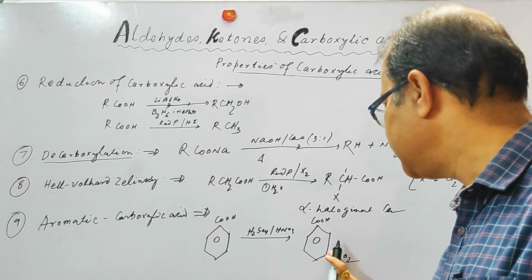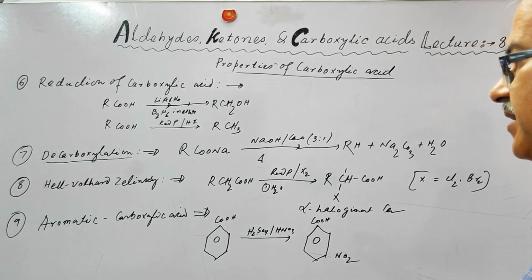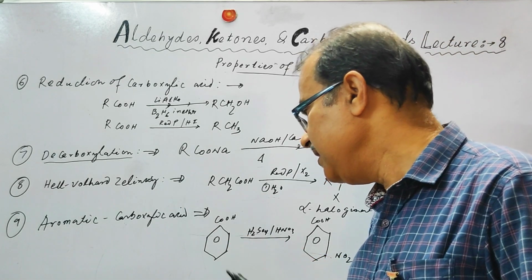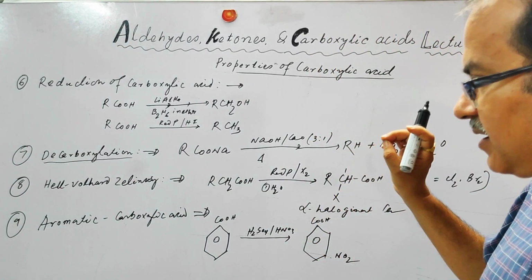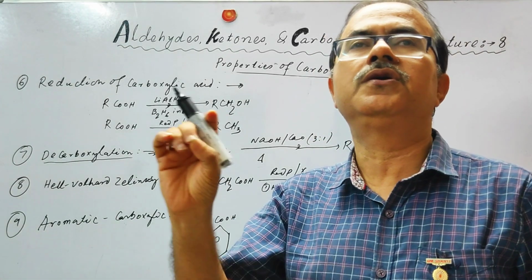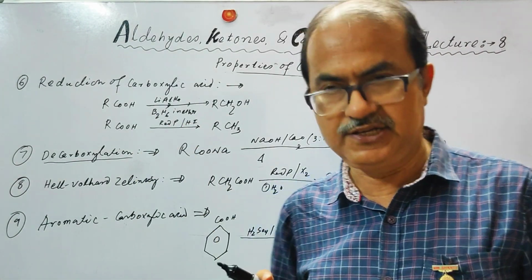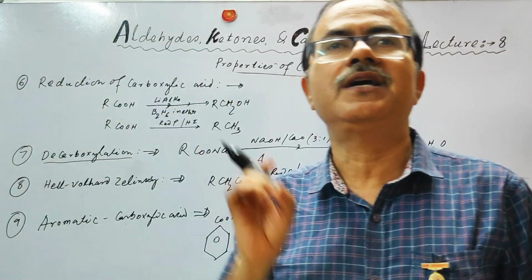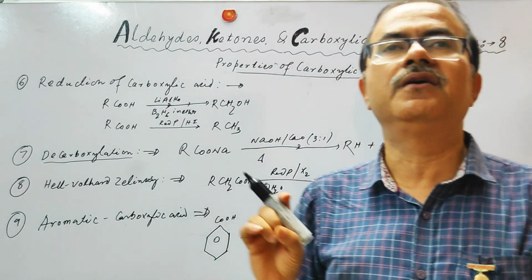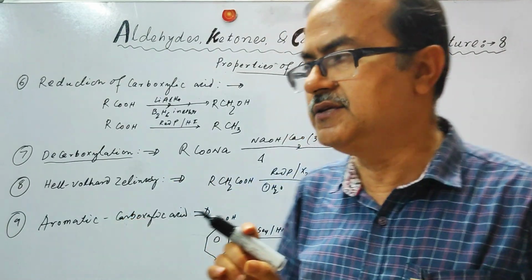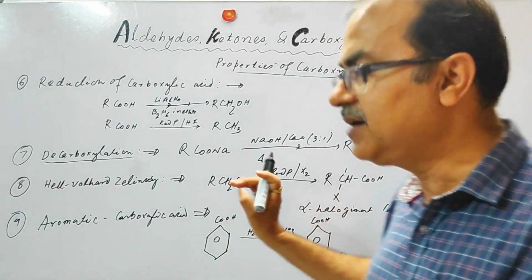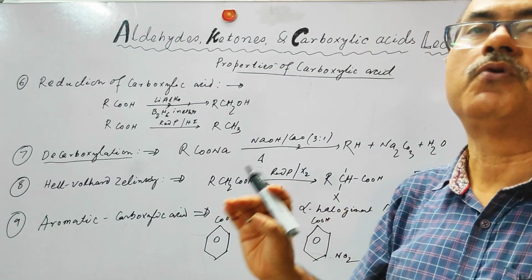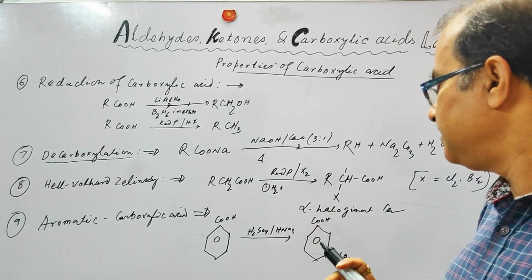So this is the reaction shown by aromatic carboxylic acid, and this carboxylic acid does not show the Friedel-Crafts reaction. Why? Because the Lewis acid required as the reagent in the Friedel-Crafts reaction, that is AlCl3, reacts with the COOH, and that is why it is not going to produce the product.